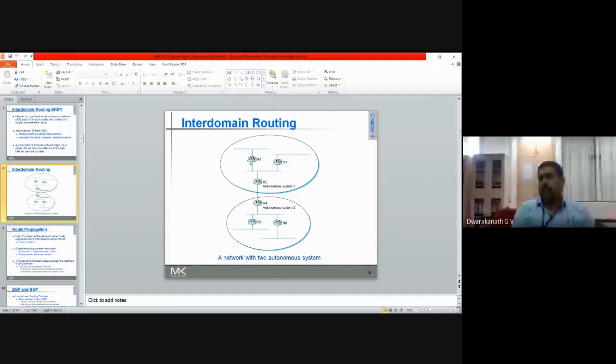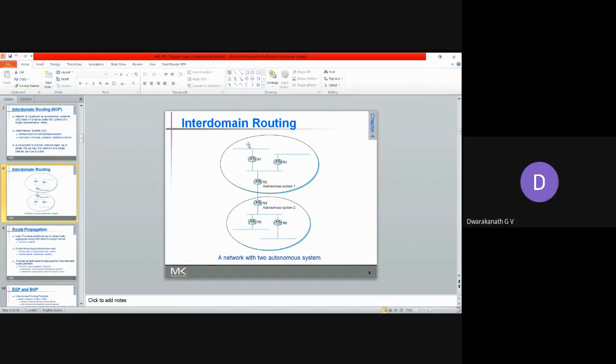If you want to do routing outside BMSIT, meaning the IP address is of an outside one, then automatically R1 will send the packet to R2 without asking any of the internal routers. Why? Because R2 is a gateway or edge router. Each and every autonomous system will have edge routers, which I will explain in depth. So what is this edge router? The work of an edge router is to let the packet go out of the autonomous system and come into the autonomous system.